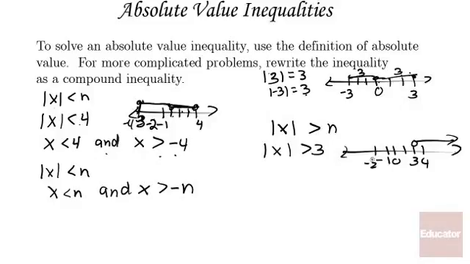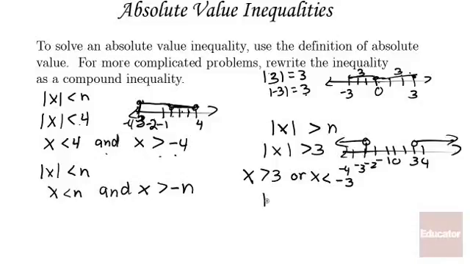In addition, however, if I look over here on the left, any number smaller than negative 3 is also going to have an absolute value that is greater than 3. If I took negative 4, the absolute value of that is 4, which is greater than 3. So this would translate to x is greater than 3 or x is less than negative 3. So you need to memorize these two forms and be familiar with them.